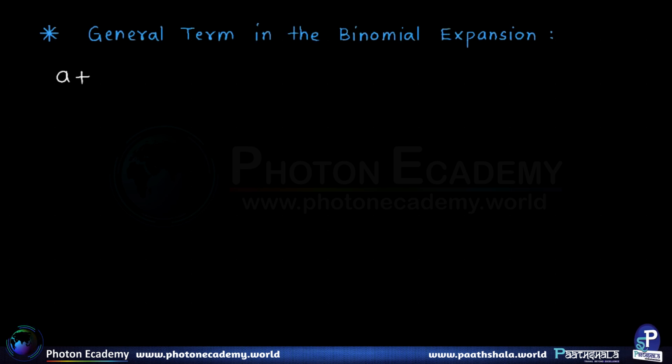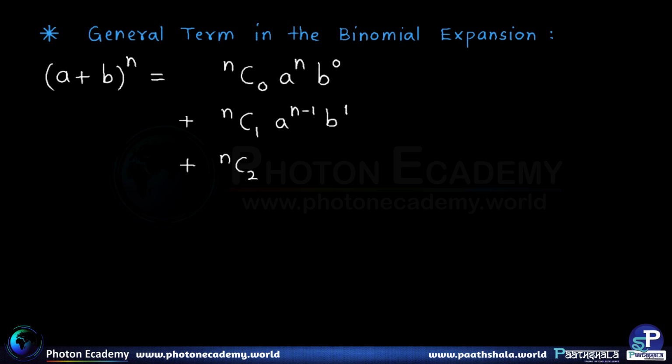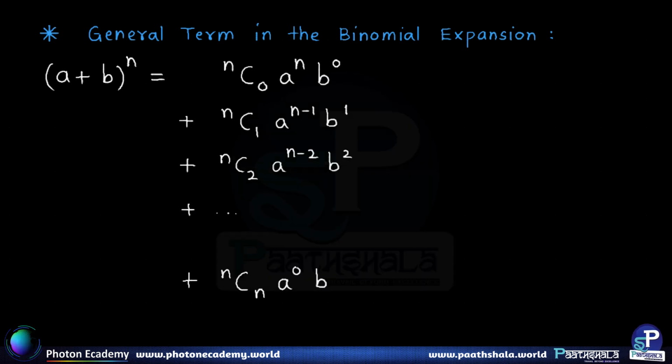Let us start by writing the familiar expansion of (a + b) raised to n. We know that the first term is nC0 a raised to n. I will purposefully write b raised to 0 so that we see the pattern. Then the next term is nC1 a raised to n minus 1 b raised to 1, plus nC2 a raised to n minus 2 into b squared, and so on. And lastly we have nCn a raised to 0 and b raised to n.